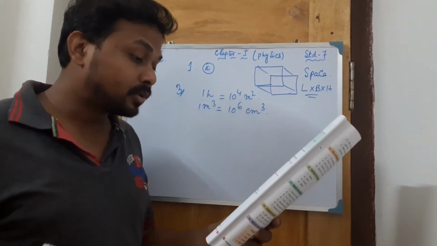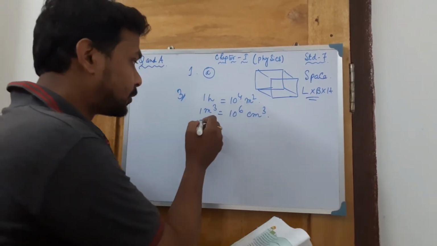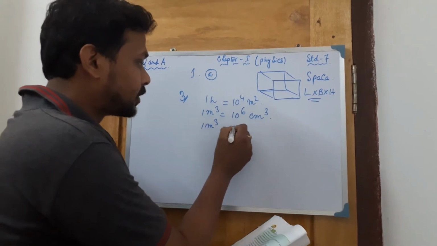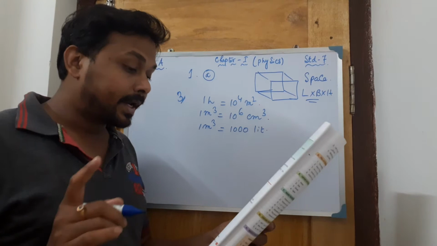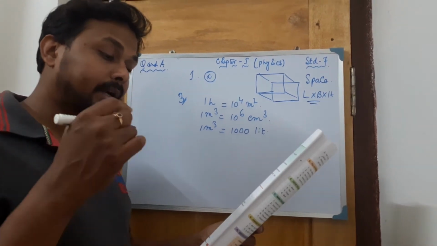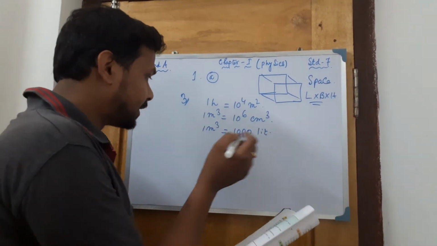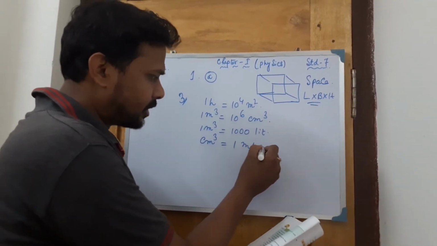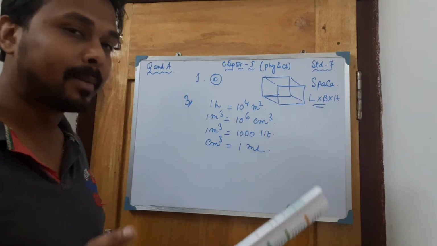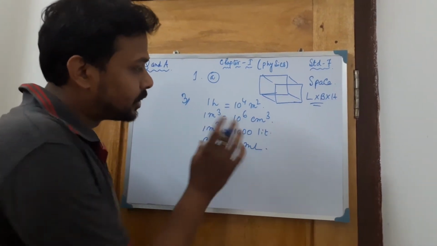Clear? Next one, meter cube and liter. 1 meter cube is equal to how much liter? The answer will be 1000 liter. Next one, centimeter cube and milliliter. Centimeter cube is also a unit of volume, and 1 centimeter cube is equal to 1 ml.